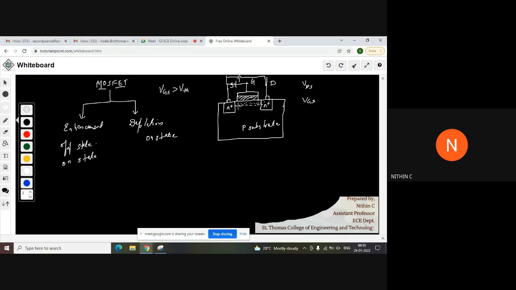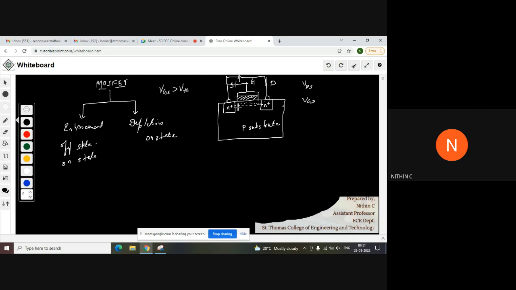Initially we have a layer of electrons, a channel between the source and drain. How will we turn off this channel? We remove this channel by applying a voltage. How can we apply a voltage here? VGS, some voltage applied at the gate. If we need to move this electron layer away from this interface, what should be the voltage that we apply over here?